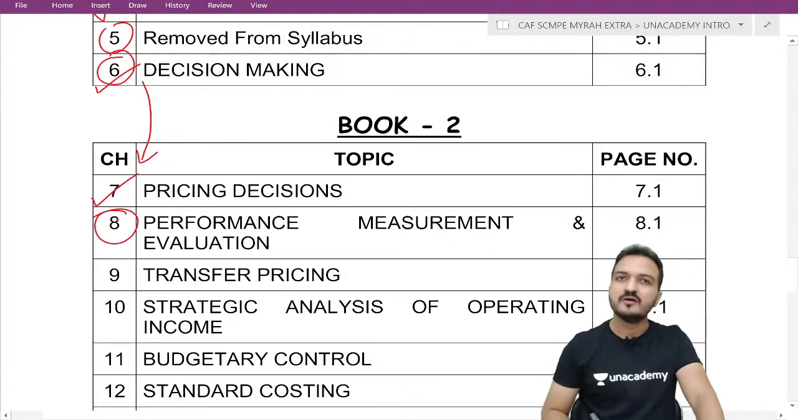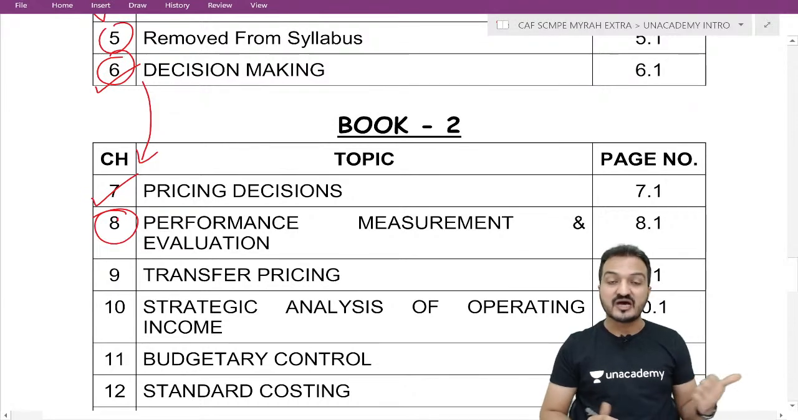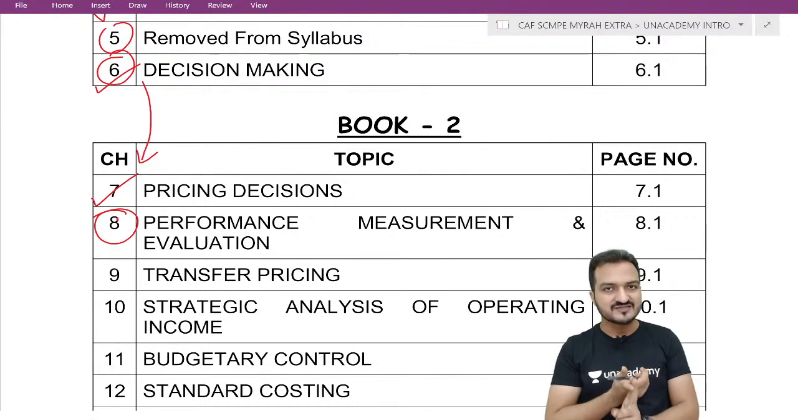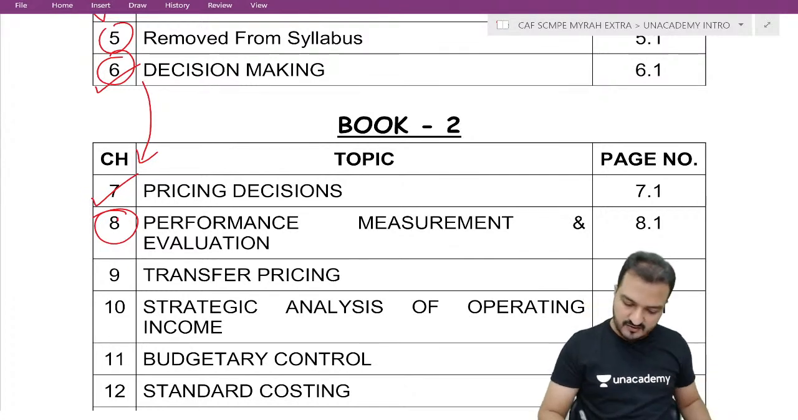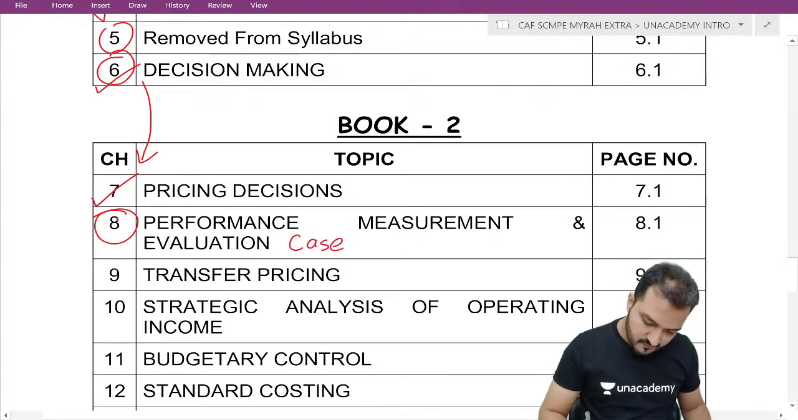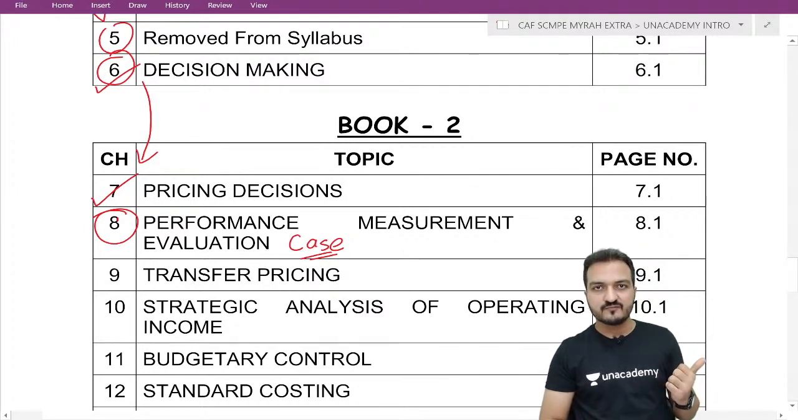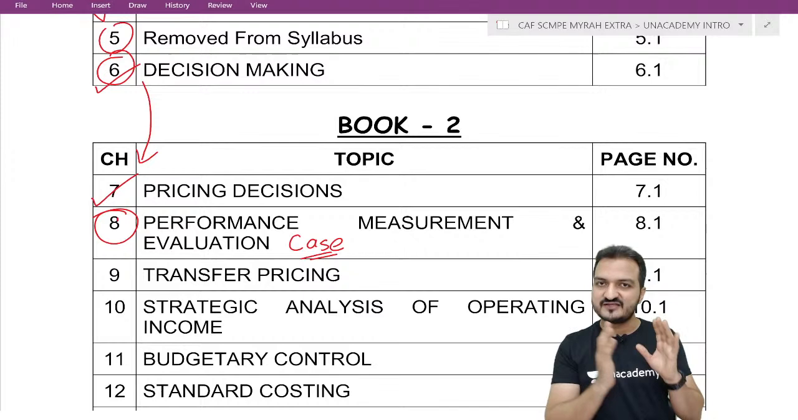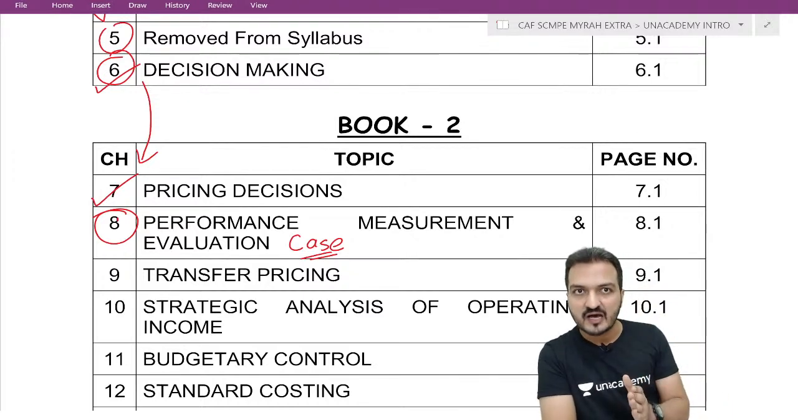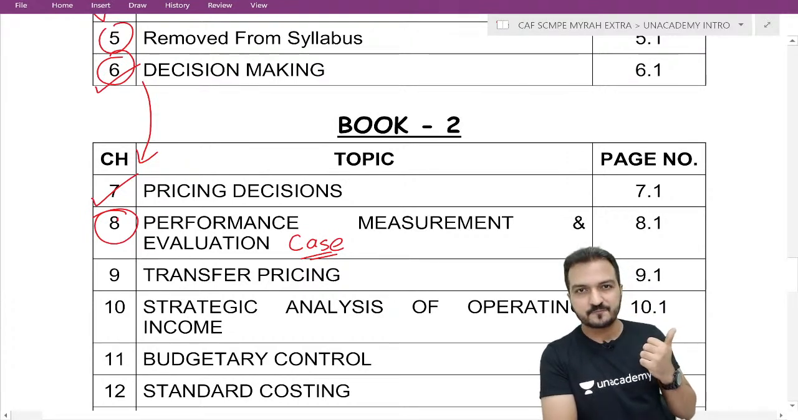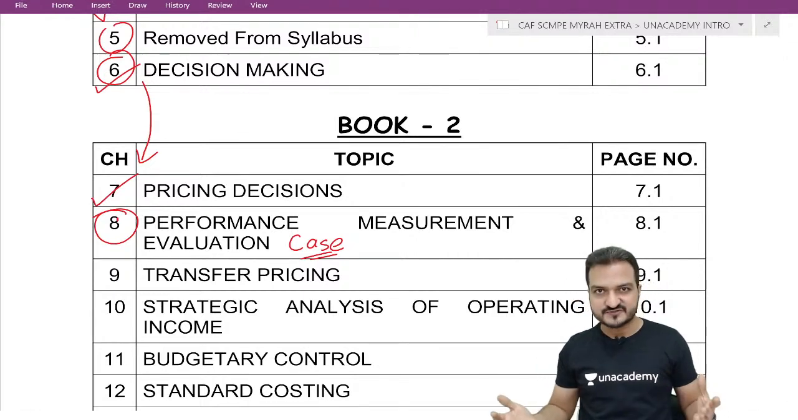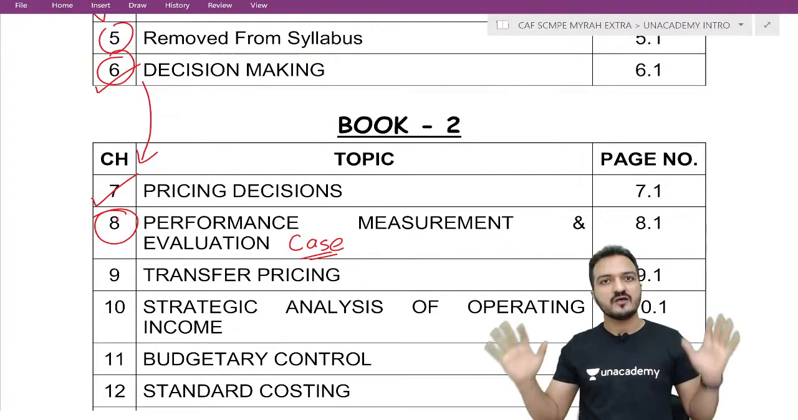Next is chapter 8, performance measurement and evaluation. This chapter contains theory, it contains practicals, and most importantly, it contains case studies. Chapter 8 is most important for case studies. And there have been exams where chapter 8 questions turned out to be less than 10 marks, and there have also been exams where more than 60 marks came from only chapter 8. So again, I tell you, please do not rely on any weightages. Rather, prepare everything completely.